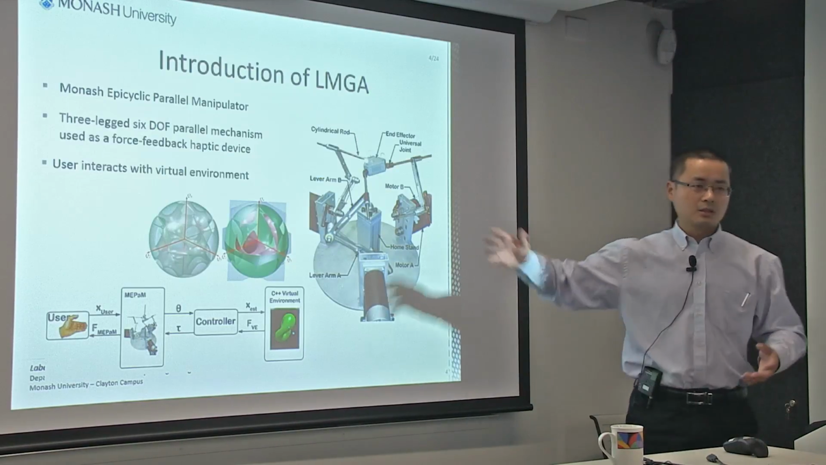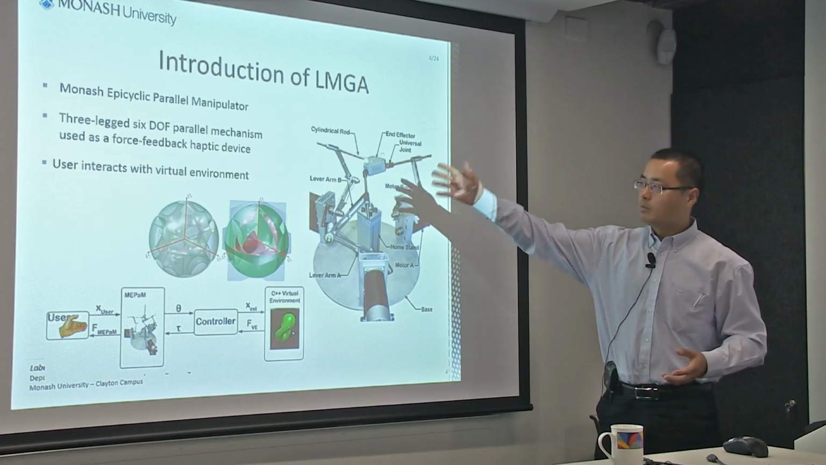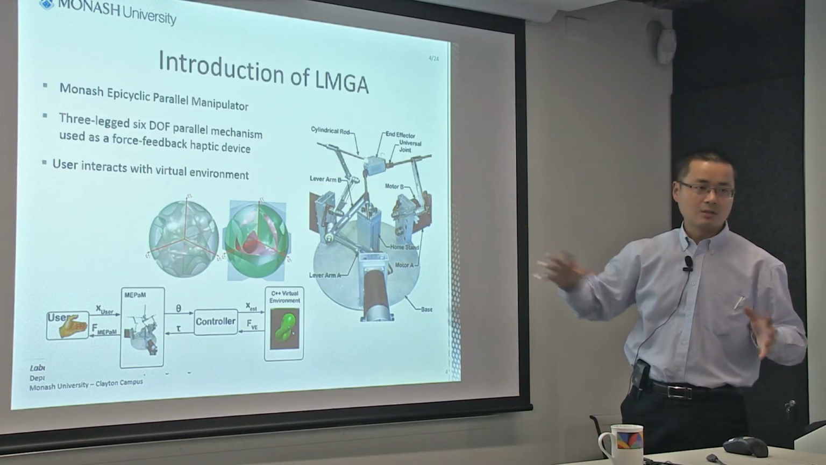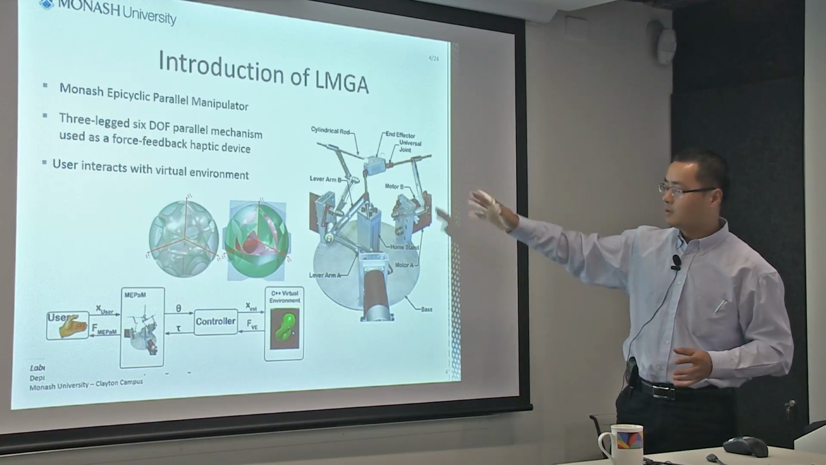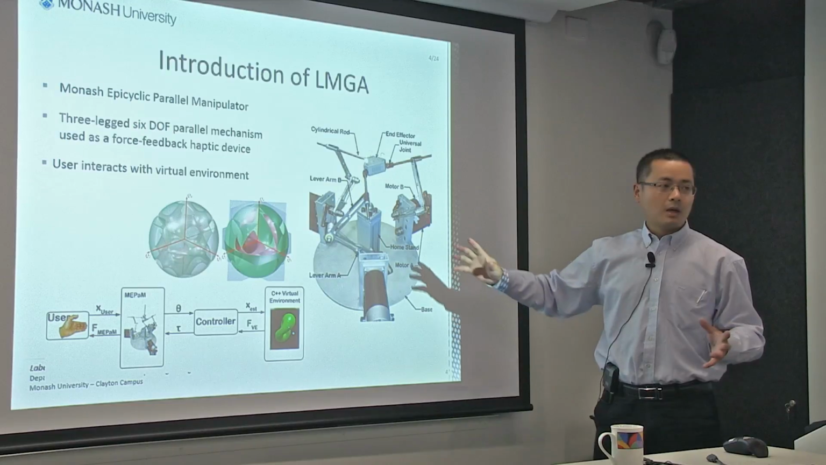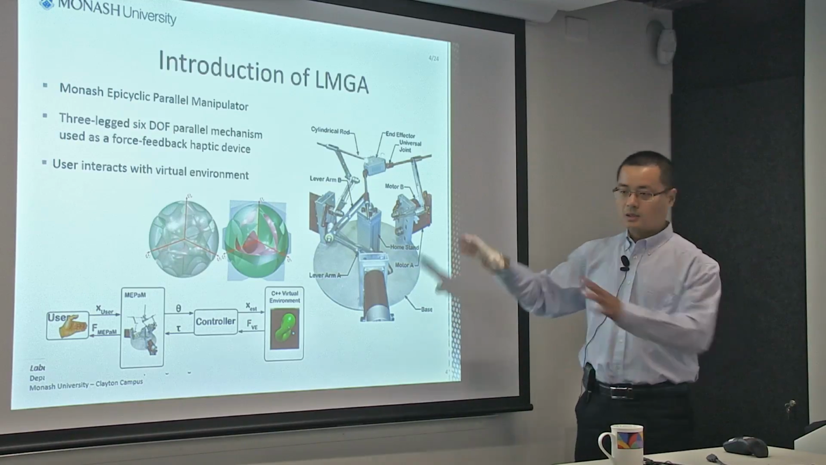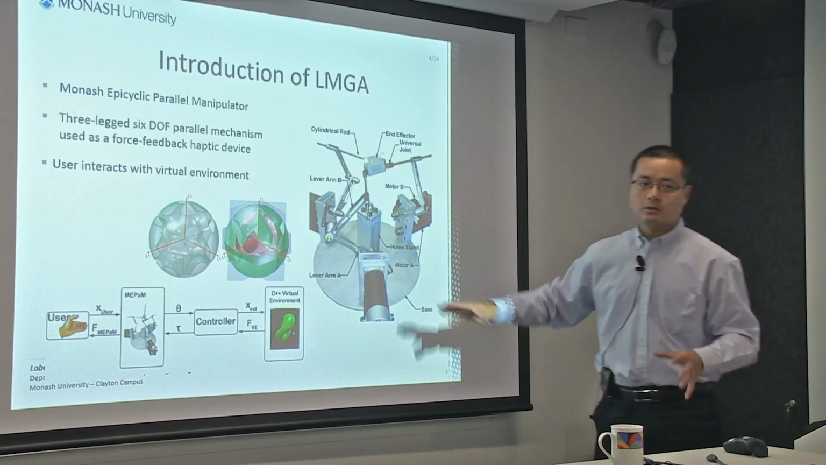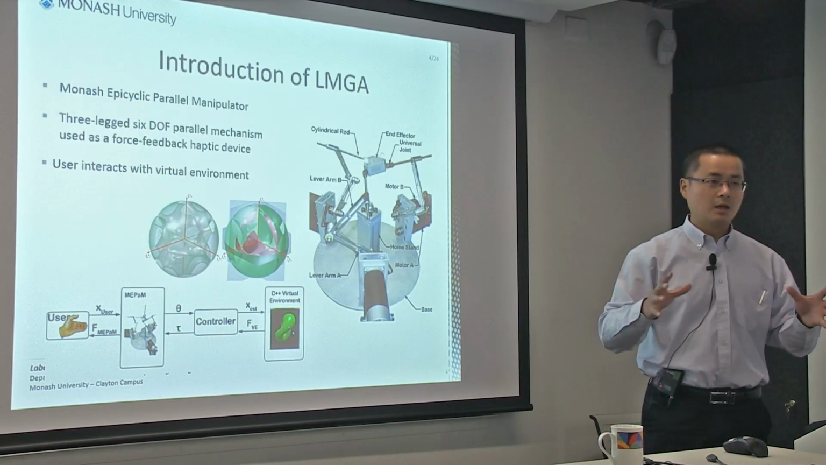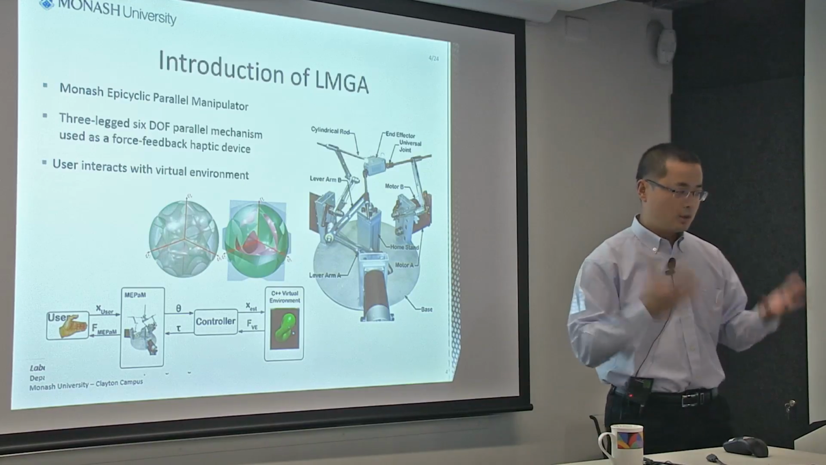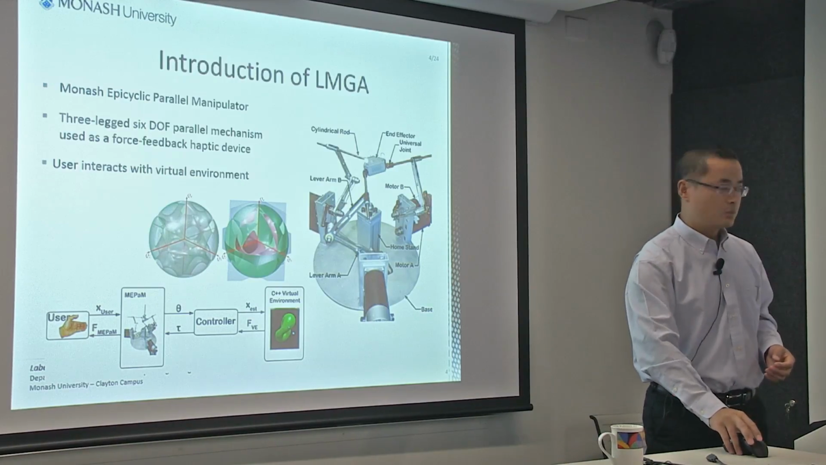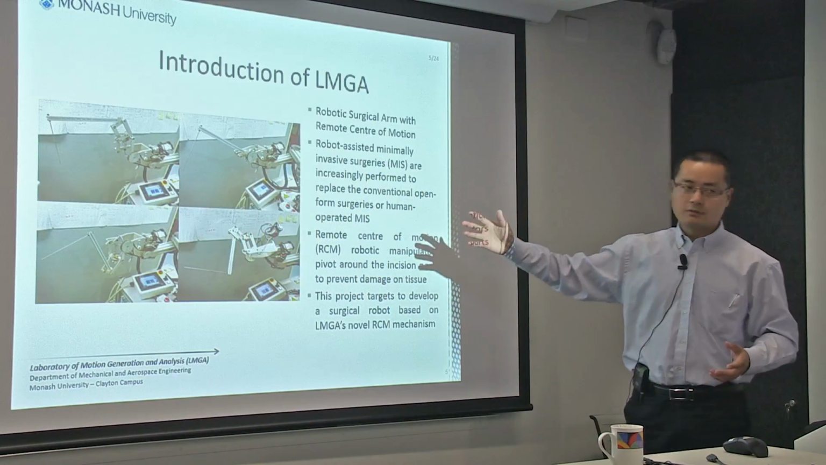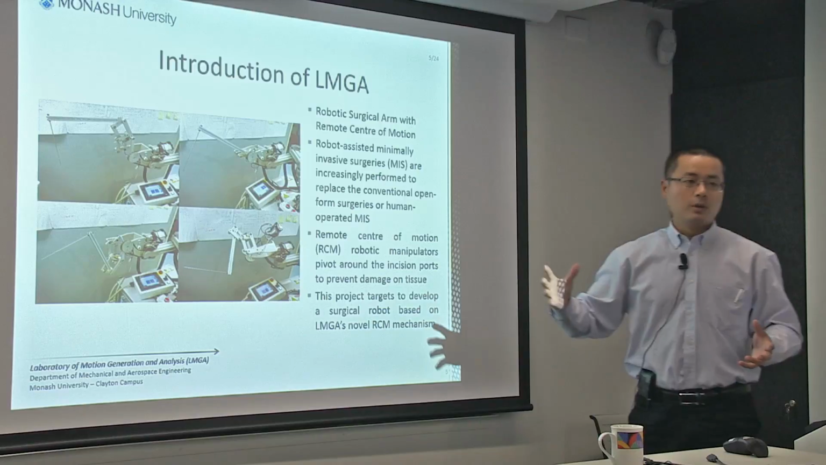In another project, we developed a Monash episodic parallel manipulator for a force feedback system. It has 6 degrees of freedom. We developed this new concept, and the feature is that its motors are mounted on the ground, so that it can generate relatively large force and torque rendering for communication with a virtual environment. And this is another project we developed, for robotic surgery.